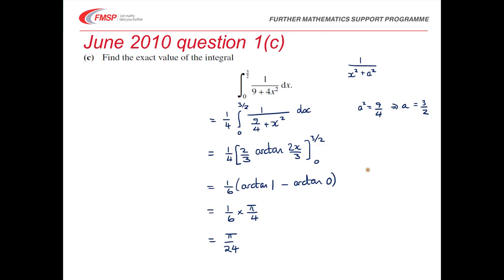Finally, for part C, there is a method mark for noting that your integral is arctan of something. There are then accuracy marks for getting the a quarter and the 2/3 there, and the 2/3 x there. And then there's a method mark for substituting, which is dependent on the previous method mark, so you've got to be substituting in something to do with arctan, and an accuracy mark for evaluating that to get pi over 24 at the end.